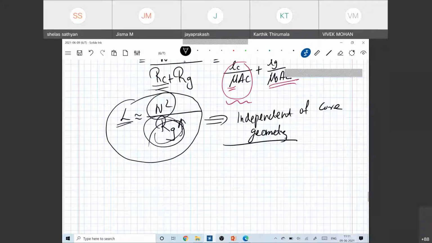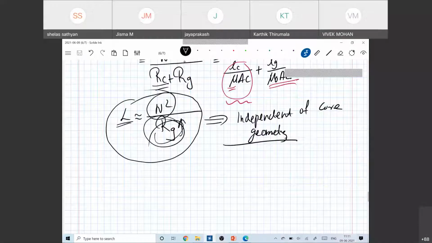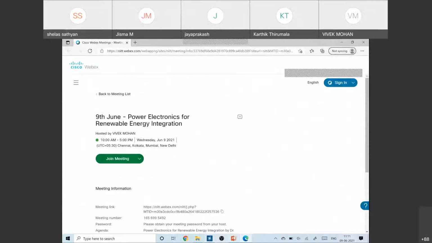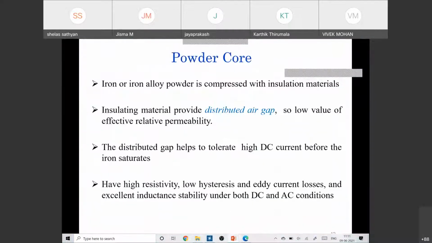But the advantage is that you are now able to safely send a large amount of current. So that is why the air gap is quite important.